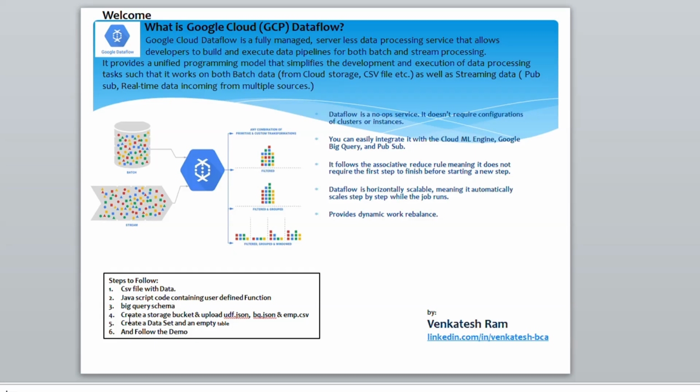And then we're going to create a storage bucket in the Google Cloud Console and upload the data file, upload the JavaScript, and also the BigQuery schema within a JSON format. And then we are going to create a data set and an empty table in the Google Cloud Console. And then we'll continue to follow the demo for the data flow. So these are the prerequisites before we begin the demo.